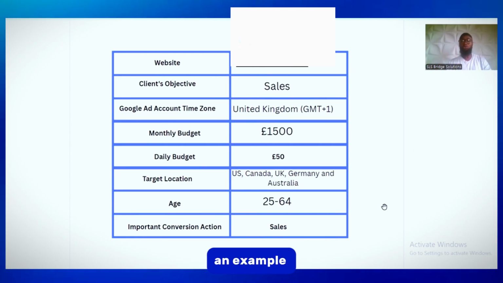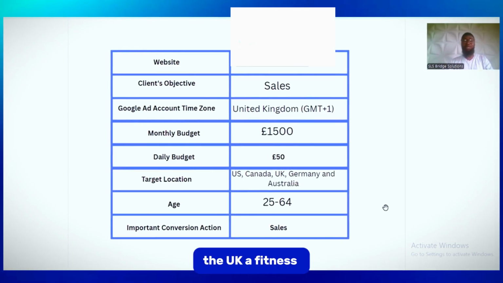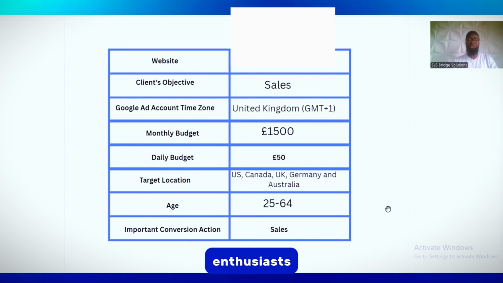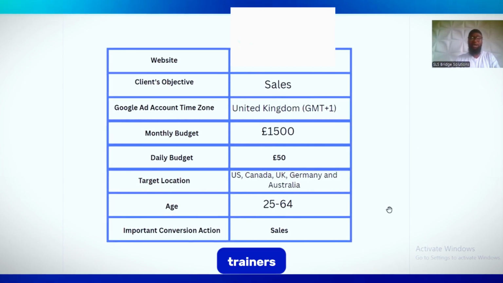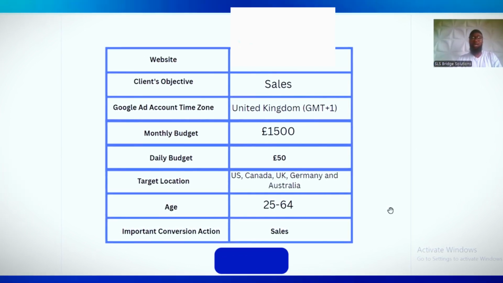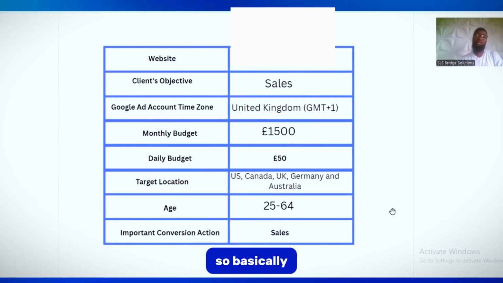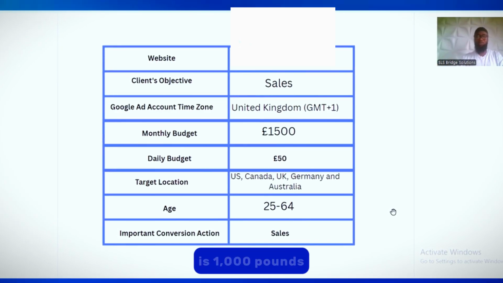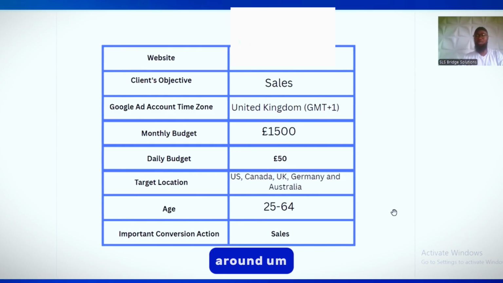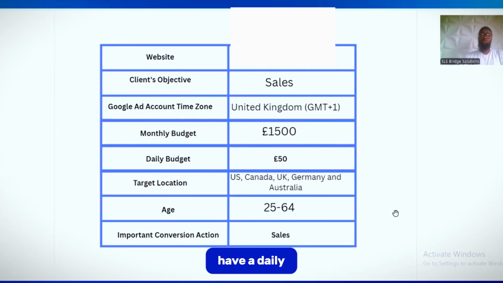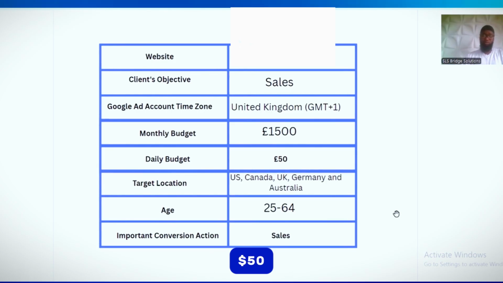So in this video, I'm going to be picking an example of a campaign that I structured for a brand in the UK, a fitness brand who helps personal training enthusiasts become certified personal trainers in the UK and other countries. So basically, the budget for the campaign is £1,000 per month, which is almost about $2,000. And also we have a daily budget of $50.